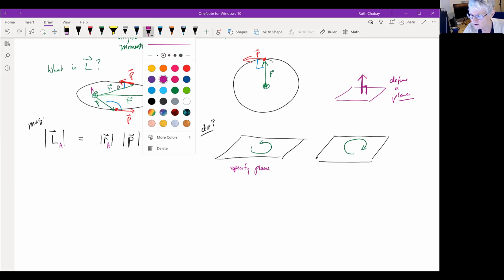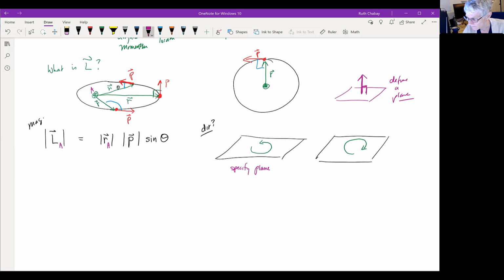We need a convention for direction, and that convention is given by something called a right-hand rule. So we say that an orbit in, let's say this is the xz plane, is specified as going up in the plus y direction if it's counterclockwise, and down in the minus y direction if it's clockwise, okay? And the way you do this is to actually use your right hand. This is the first piece of what we're calling the right-hand rule.